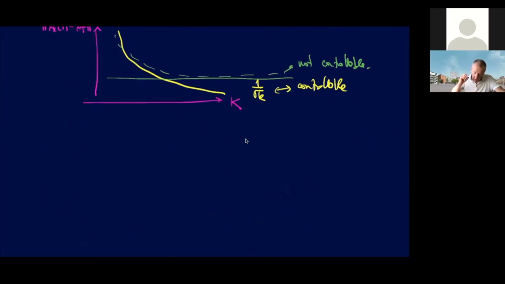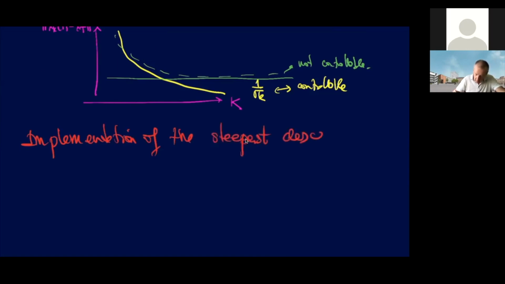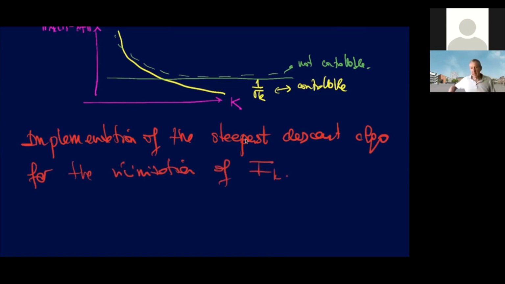Now, my question is, what is the implementation of the steepest descent algorithm for the minimization of FK? So why am I interested in this? Well, because as we have said, if I remain at a purely theoretical level, then whenever I am dealing with a functional that is continuous, convex, and coercive, I know there is a minimizer, and I stop there. So I stop at the level of the calculus of variation.